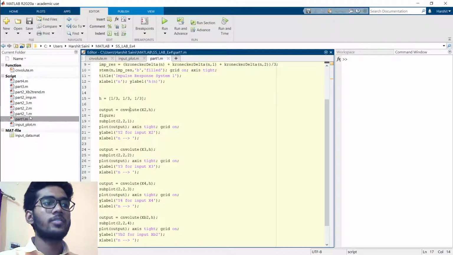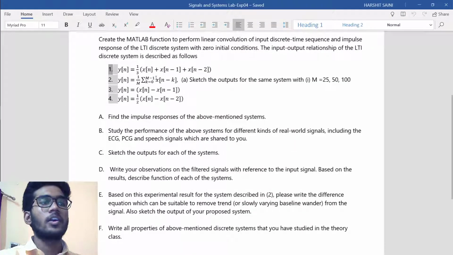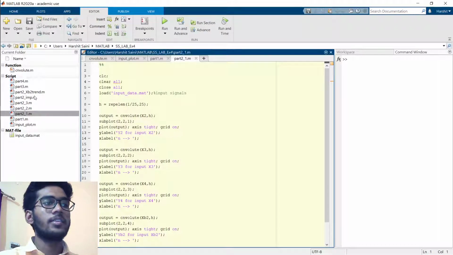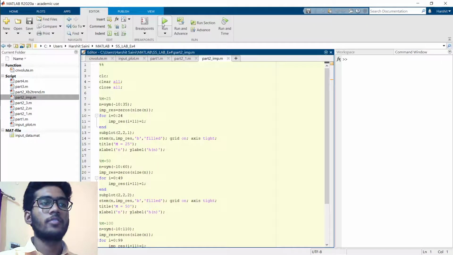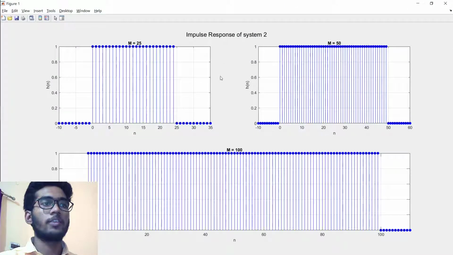Now, coming to our second system, here we use different values of m, 25, 50 and 100, and plot them and do the convolution. First, let's see the impulse response for all values of m, which is 25, 50 and 100. Here we use a matrix to get our impulse response, which is 1 for the given range and 0 otherwise, and we plot it to get the visual representation of our impulse response, which is this.